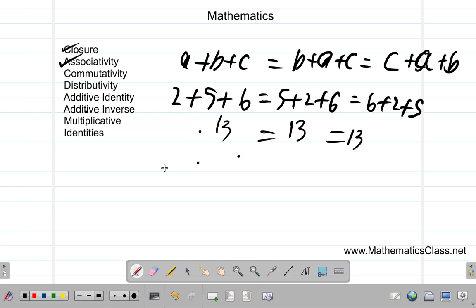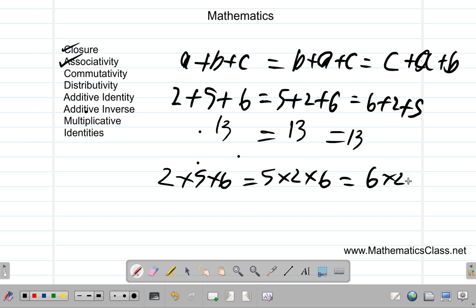Suppose we try multiplication. Suppose you say 2 by 5 by 6. One way, the same thing as 5 by 2 by 6, or the same thing as 6 by 2 by 5. If we see, 2, 5 is 10, 10, 6 is 60. Alright, 5, 2 is 10, 10, 6 is 60. It works so far. 6, 2 is 12, 12, 5 is 60. So the whole of them are 60. Alright. So you say addition is commutative and multiplication is commutative.